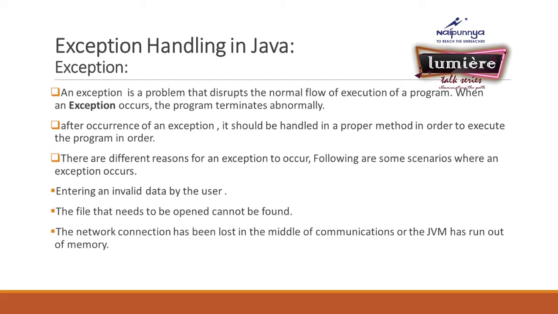There are different possibilities for the occurrence of an exception. For example, invalid data may be entered by the user, or a file opened by the programmer may not be opened in the proper way, or that file may not exist. Also, if you are executing the program on a computer network and the network connection is lost, an exception may be generated. So there are different causes for the generation of exceptions.